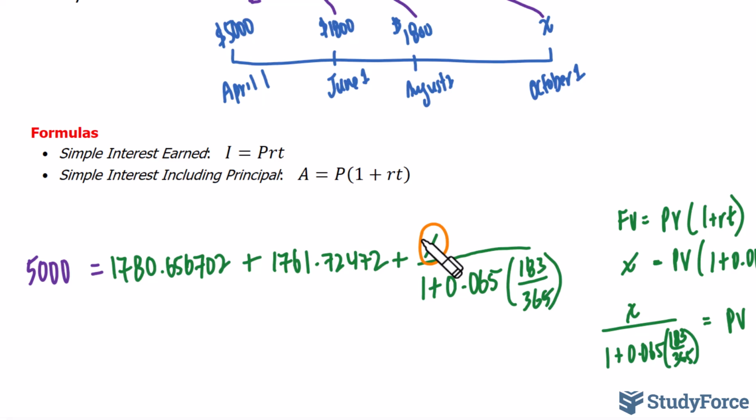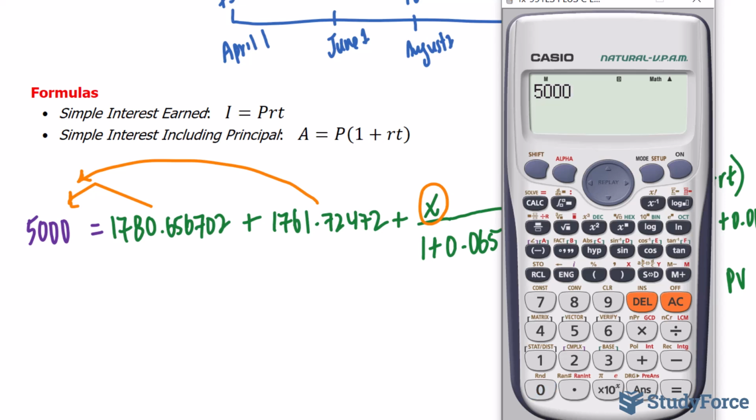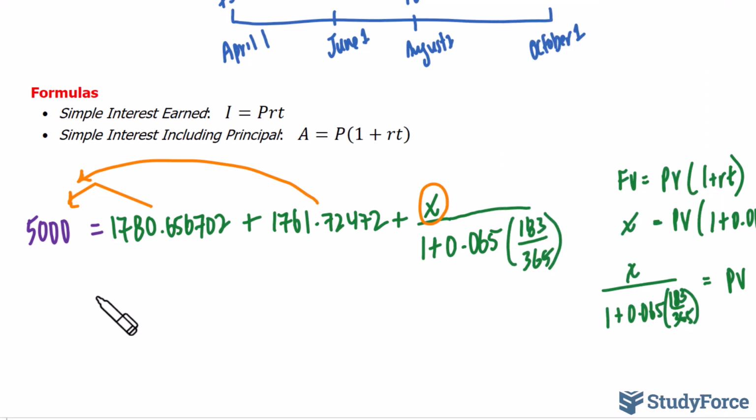To solve for x is simple. We bring that value over to this side and that value over. Let's see what happens. So 5,000 take away 1,780.656702 take away 1,761.72472, and that gives us 1,457.618578. And that's equal to that expression.